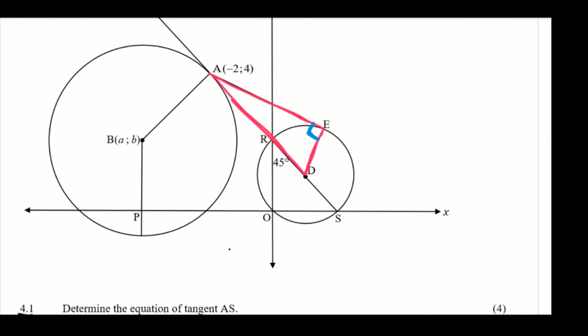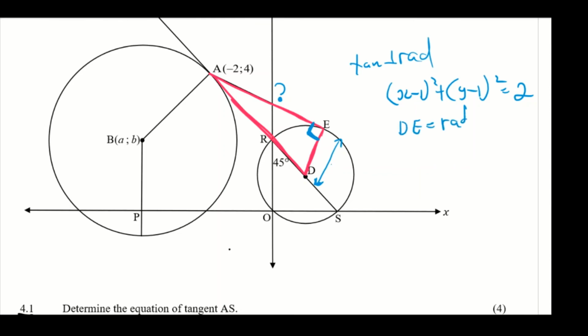Why? Because tangent is perpendicular to radius, right? So it is a tangent. So our AE is what we are looking for, this side here, the distance, but we know DE. Remember, we just found we know DE to be what? We just found our equation of the smaller circle being (x minus 1) squared plus (y minus 1) squared equals to our r squared, which is 2, right? So this is the radius, right? DE is actually equals to the radius of the smaller circle.